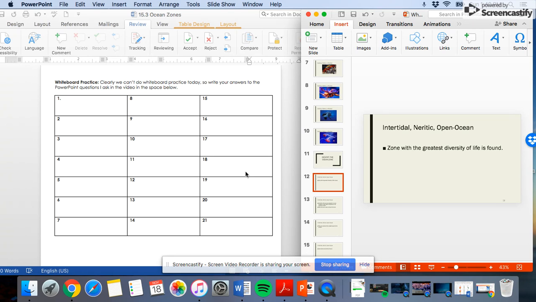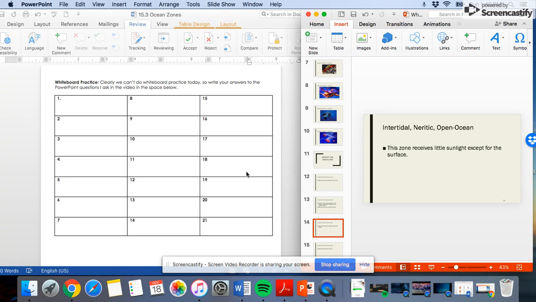Okay, so is this the intertidal, the neritic, or the open ocean zone? This is the zone with the greatest diversity of life. Go ahead and push pause, write your answer. Great, this is going to be the neritic zone. Number 13. Animals in this zone are adapted to survive changes in water depth, temperature, and the saltiness of water. They must also be able to cling to the shore. Go ahead and pause and write your answer. Okay, this one is the intertidal zone.